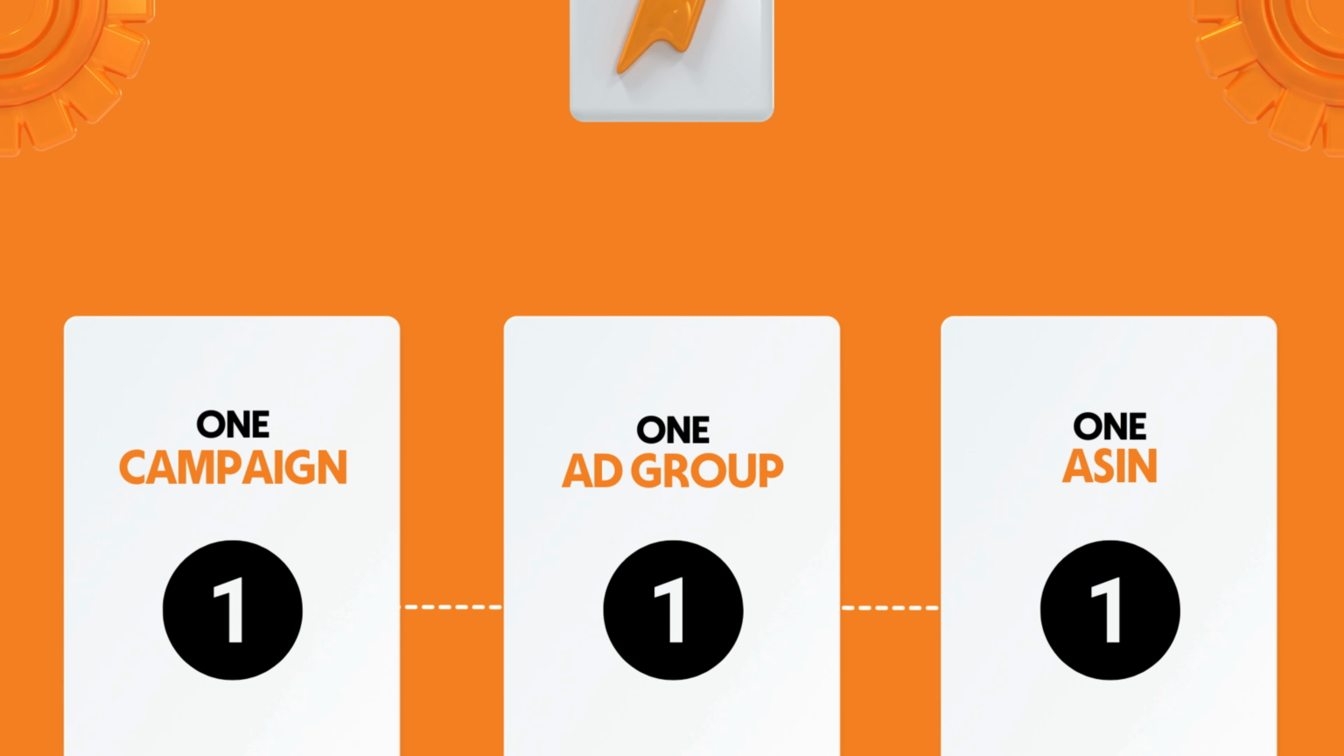Let's talk about Amazon advertising, campaign structure, and setup. There's a few principles that we always like to follow when setting up our campaigns. First and foremost, we like to have one campaign, one ad group, and one ASIN.